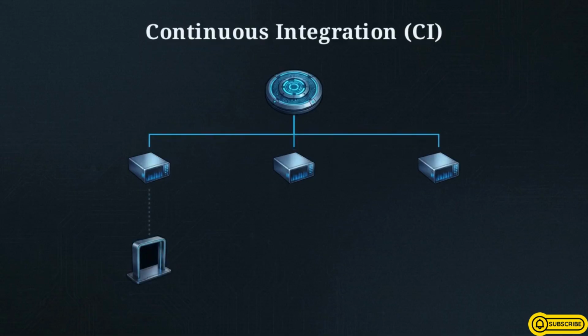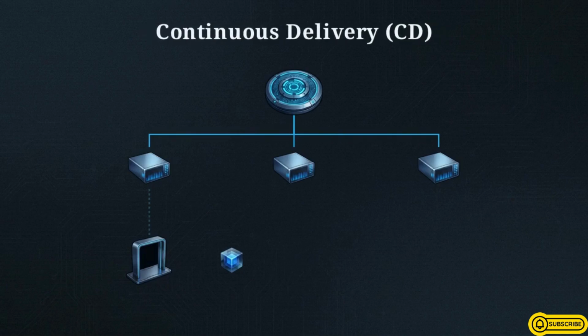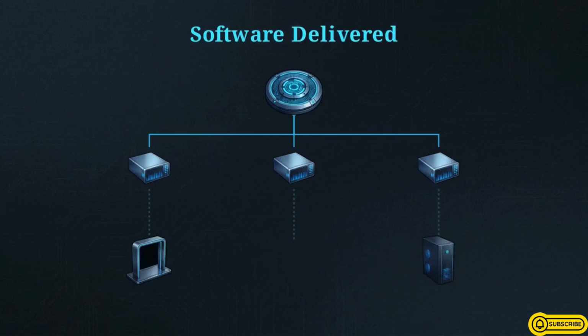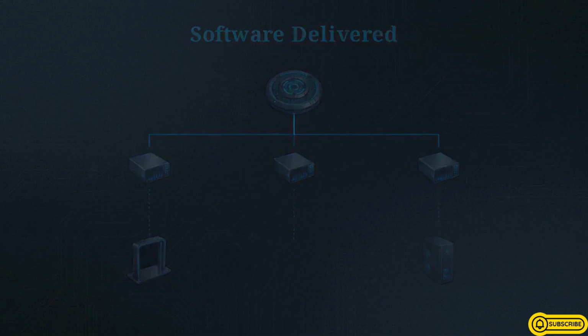The first half of this assembly line is called continuous integration, or CI. The second a developer finishes a piece of code, Jenkins grabs it, builds it into a working format, and immediately runs it through a series of tests to catch bugs early. Once the code passes those tests, we move to the second half, continuous delivery, or CD. Jenkins commands the system to safely package that approved code and deliver it straight to the destination, where the customers actually use it.